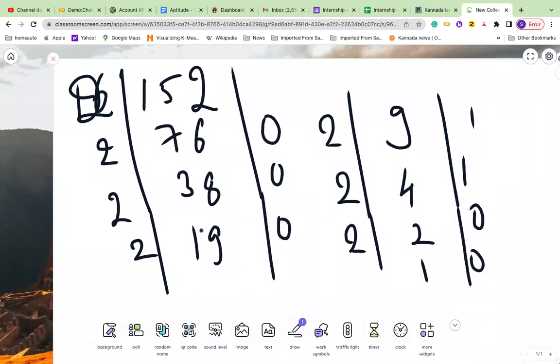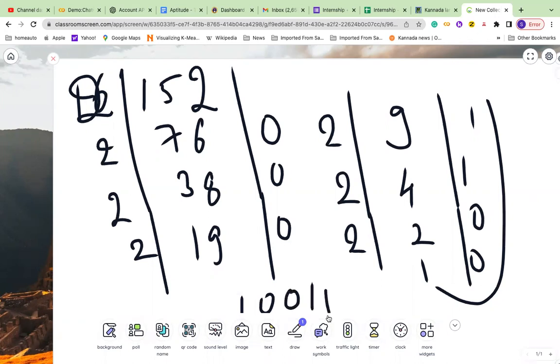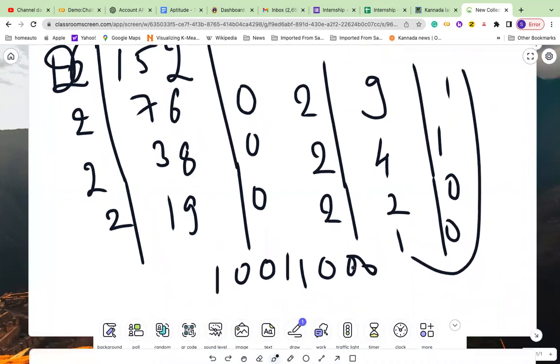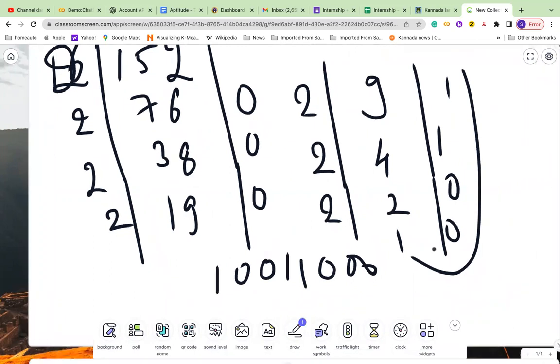So what is the number? The number is from this point, correct? So the number is 1, 0, 0, 1, 1, and then after this 0, 0, 0. So this is the number, correct? This is the number, correct? So this is MSB, this is LSB. So 1, 0, 0, 1, 1, 0, 0, 0. Fine. Is that clear?